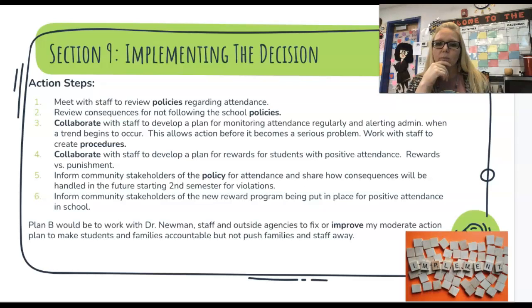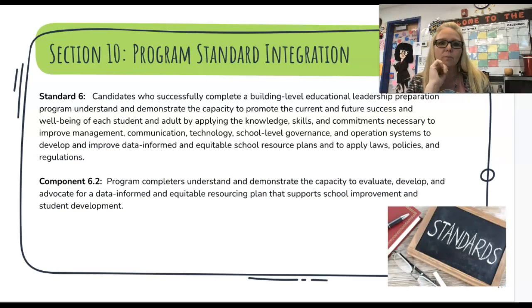Inform community stakeholders of the policy, and share how the consequences will be handled in the future, starting second semester and moving forward for violations, and inform community stakeholders that a new reward system is being put in place. Plan B would be to work with Dr. Newman to come up with some better solutions, including those outside agencies, even more than just having them be a part of our collaboration team to fix or improve the moderate action plan and holding families and students accountable.